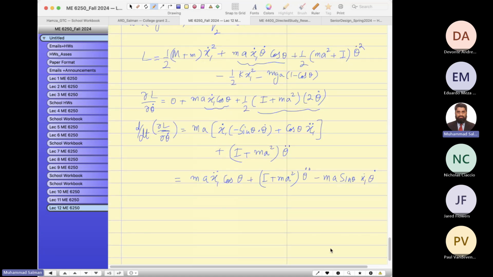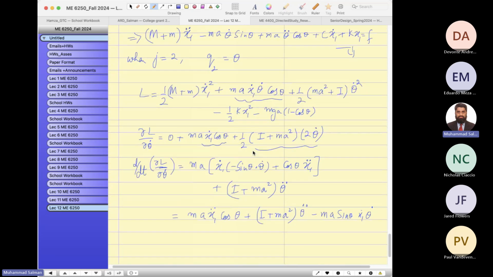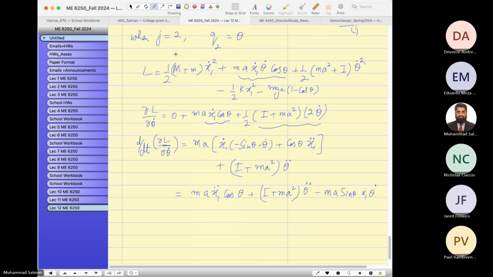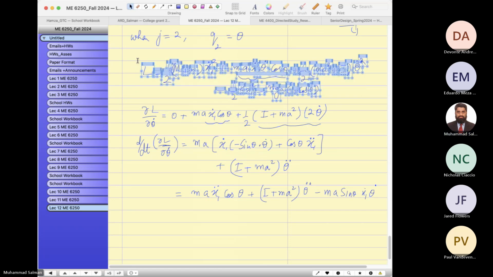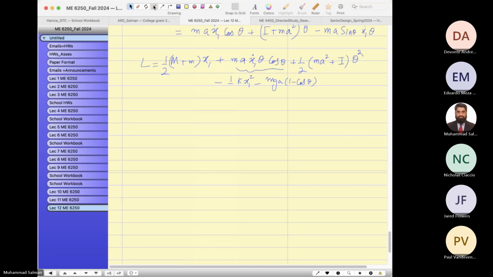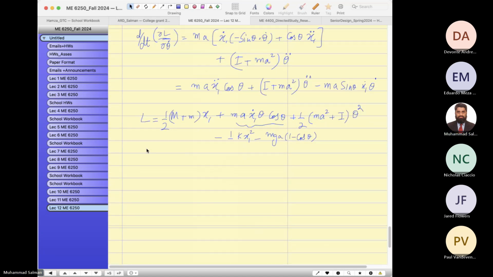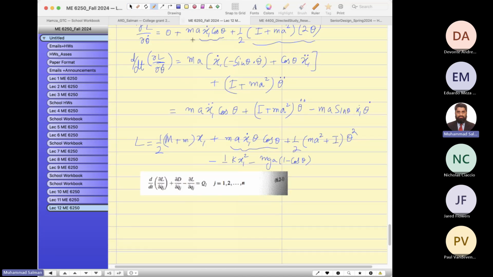Let's see. Now let's do the second term. In the second case, we don't have a damper for the second equation, but we do have potential energy. So let's use the second case here. Let me grab this equation again. This is our main equation, which you should write down in your formula sheet. This is one half, okay? So partial by partial theta.